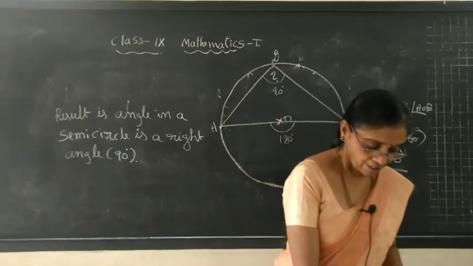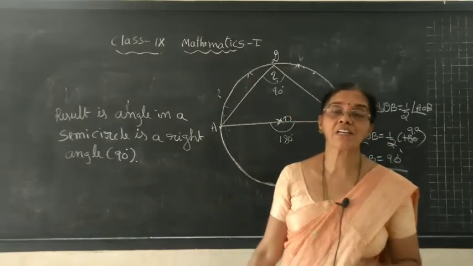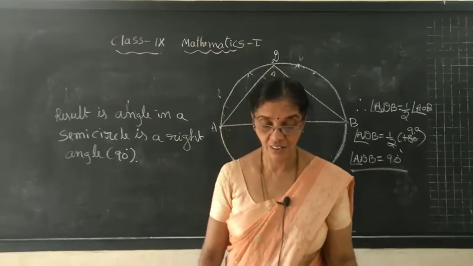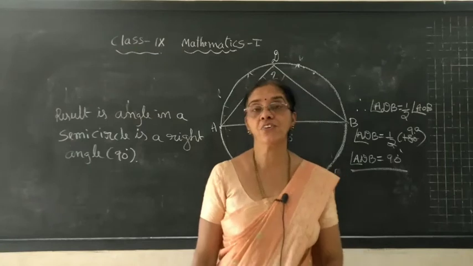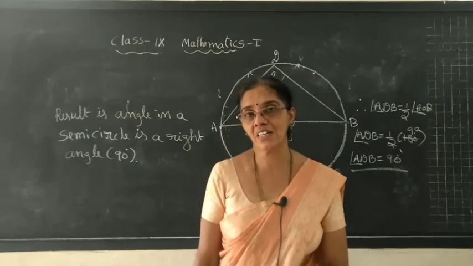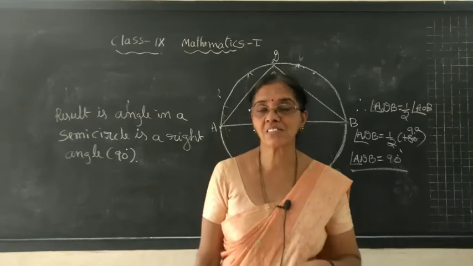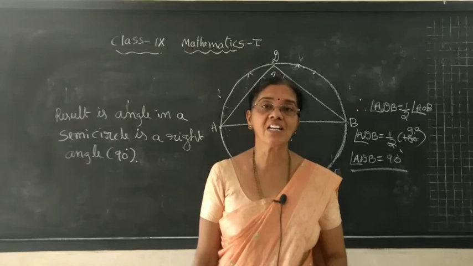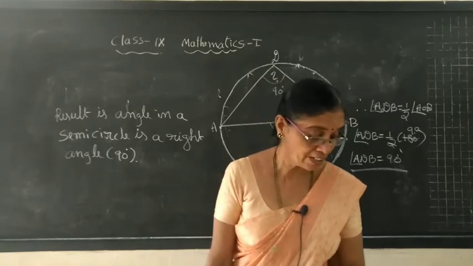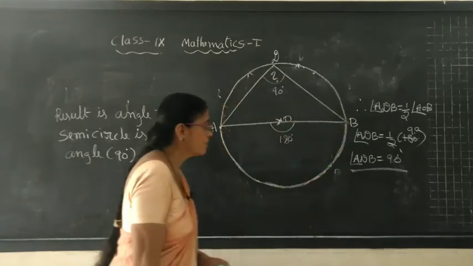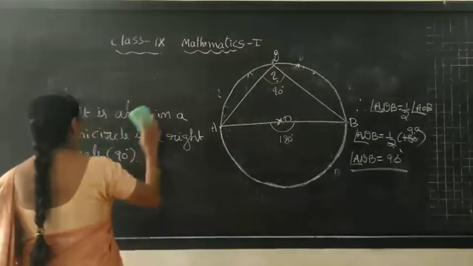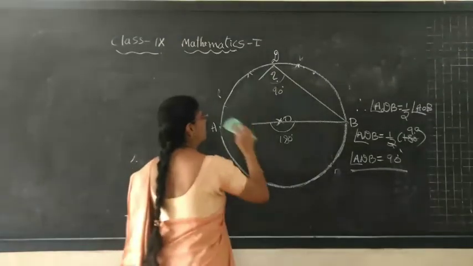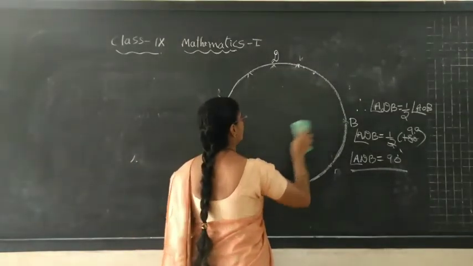Okay. Next, the last part of the circle is the quadrilateral, of which all four vertices lie on the circumference of the circle. What we call this quadrilateral and what relationship it has, that we will learn in the last part of the circle. I hope you understood this concept related to yesterday's theorem.